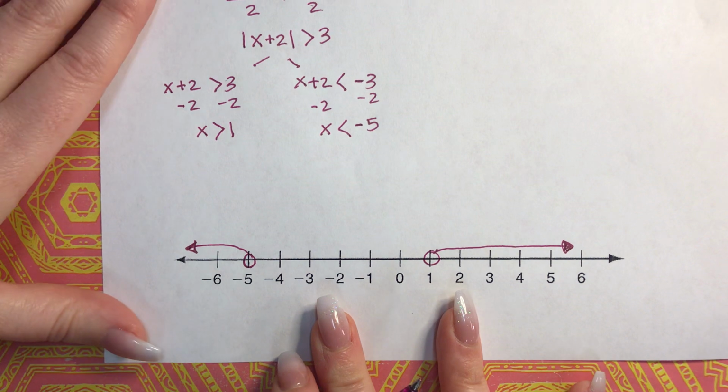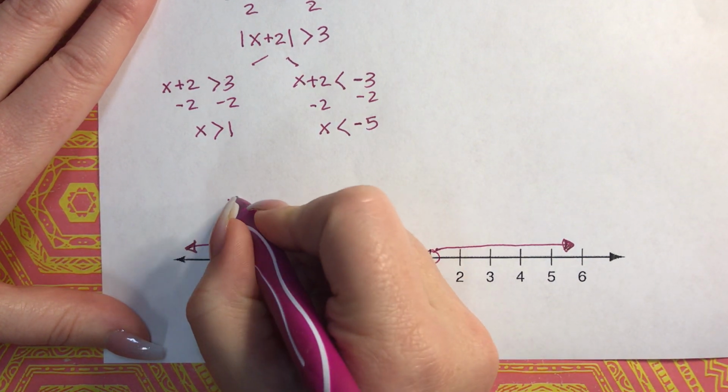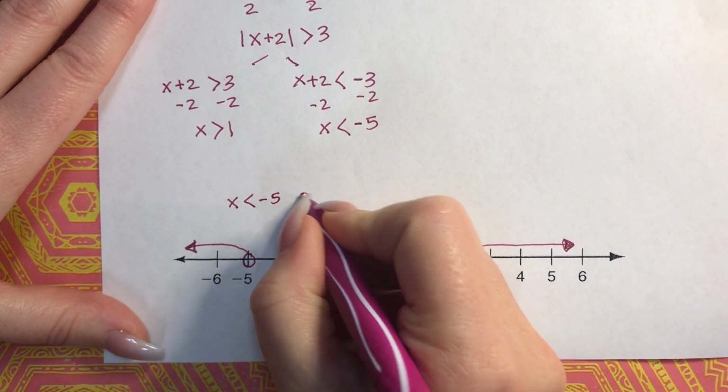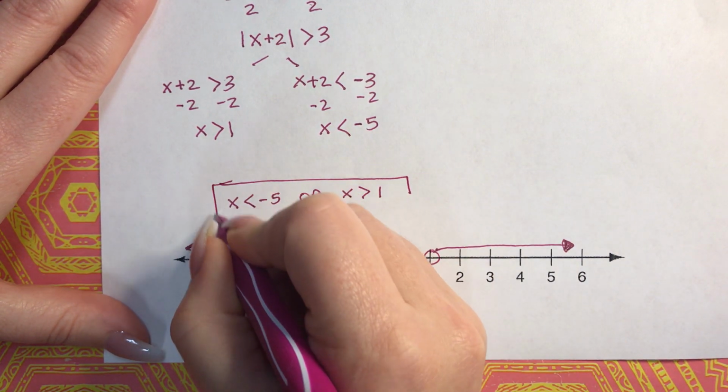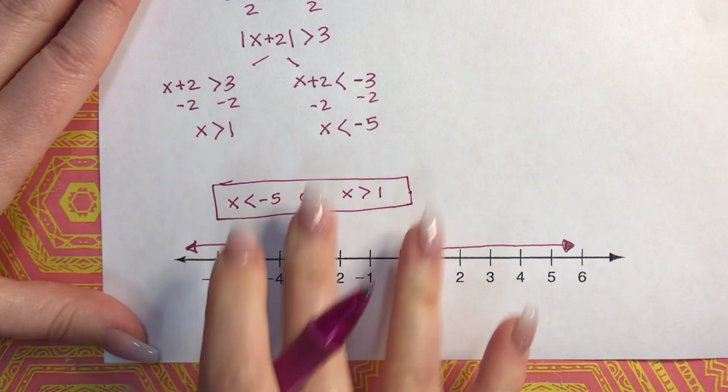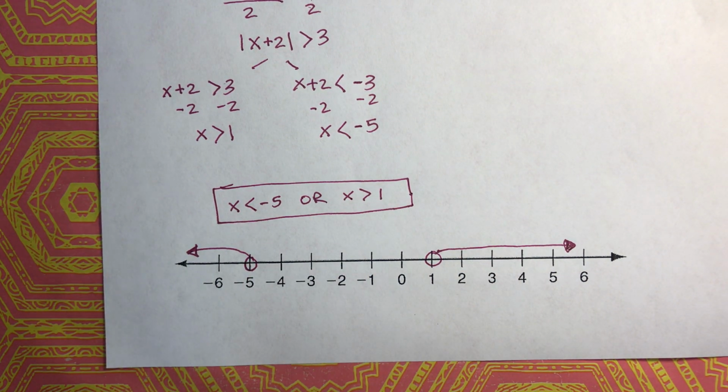Yes, it looks like an OR. So we need to write the first, x is less than -5, or x is greater than 1. So there is our answer. There is our graph. We've interpreted it. We've done everything we needed to do.